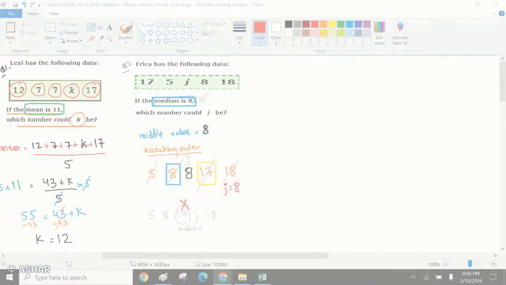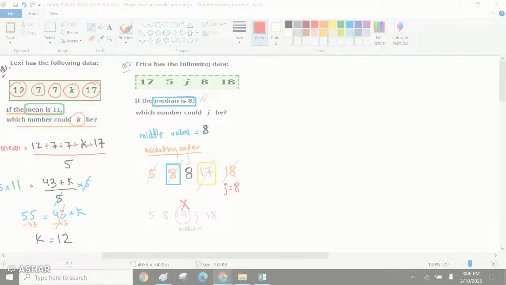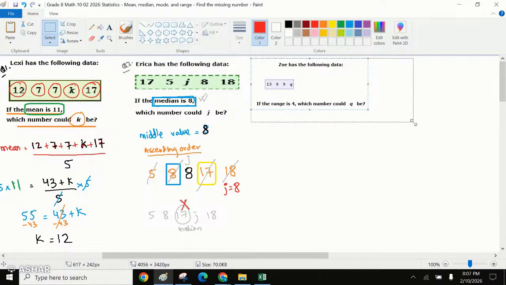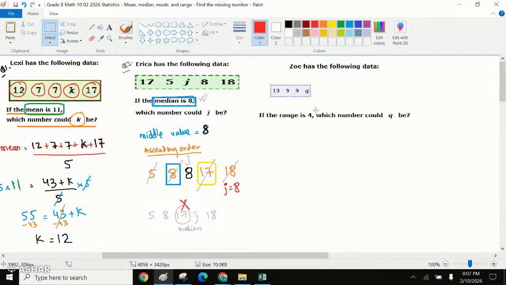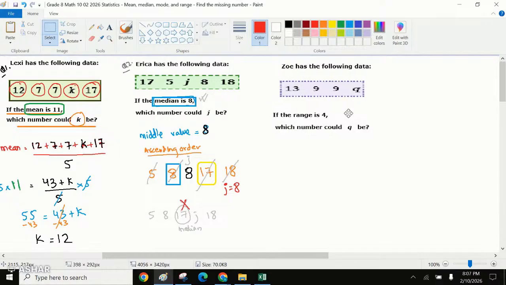Zoe has the following data. Sorry, just a moment, please. If Zoe has this following data, we need to find the range with the information that she has. Let me just realign this. Okay. This is our question number 3.